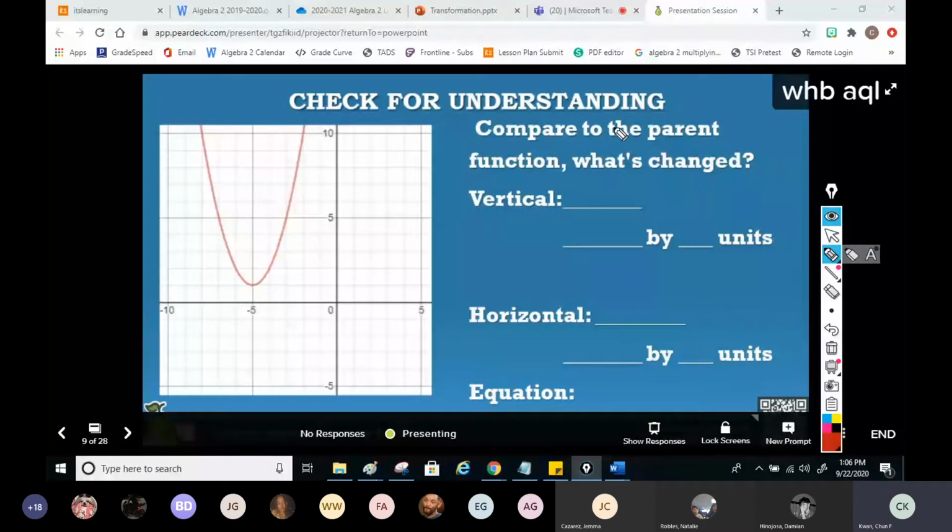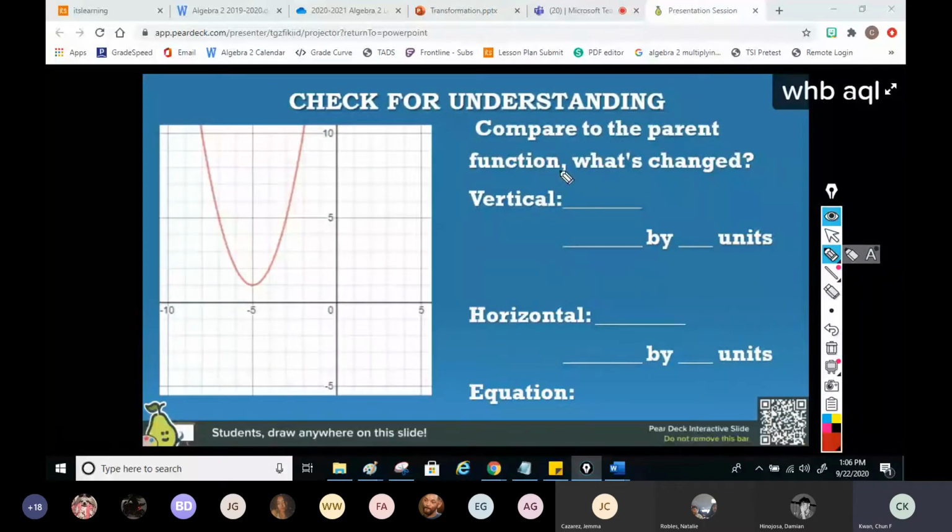All right, so just like how I did it, compared to the parent function, what's changed? Compared to the parent function, the one that started at 0, 0, I want you guys to identify the transformation. Did it shift up and down? And if it did, is it up or down? And how many units? Same for horizontal. Did it shift left and right? And if it did, is it left or is it right? By how many units? And then also write the equation out, okay?